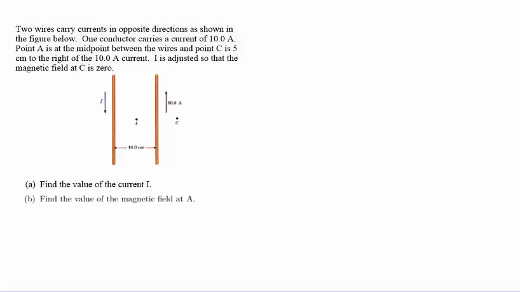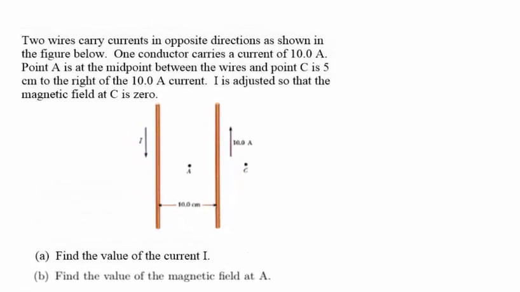Two wires carry currents in opposite directions as shown in the figure below. One conductor carries a current of 10 amperes. The point A is the midpoint between the two wires, and the point C is 5 centimeters to the right of the 10 amp current. I1 is adjusted so that the magnetic field at C is 0. We are then to find the value of the current and what is the magnetic field at A.